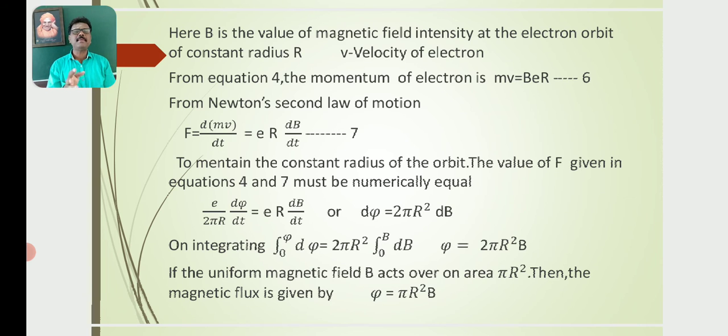If the uniform magnetic field B acts over an area πr square, then the magnetic flux is given by Φ is equal to πr square B.